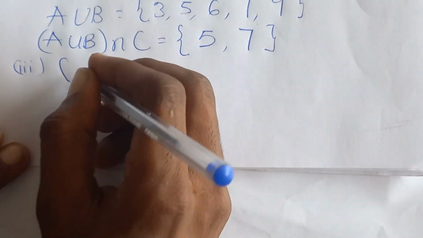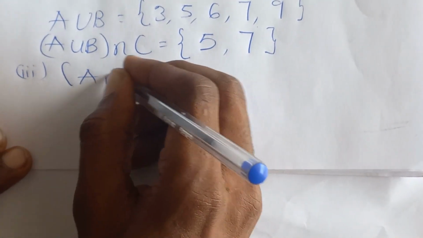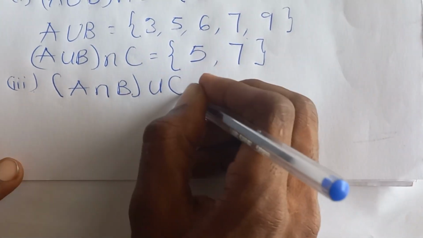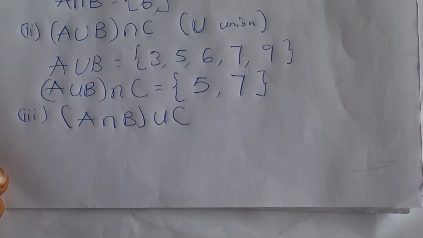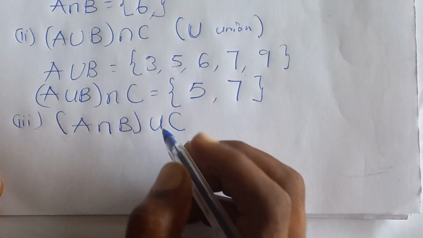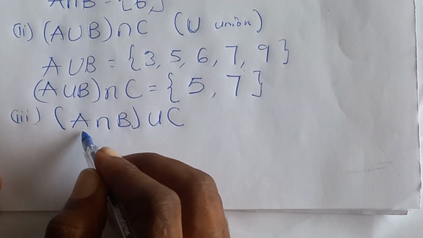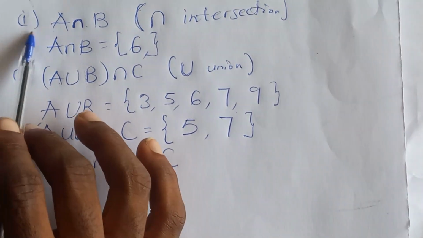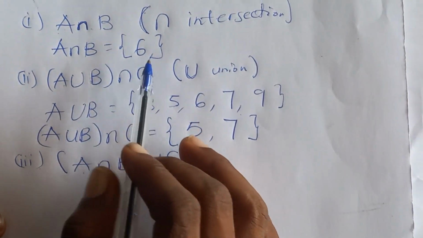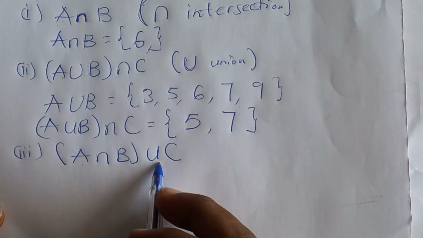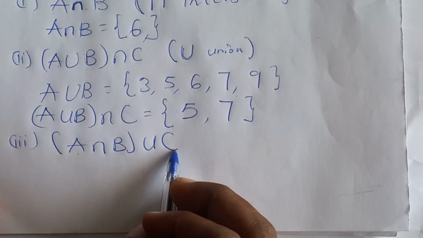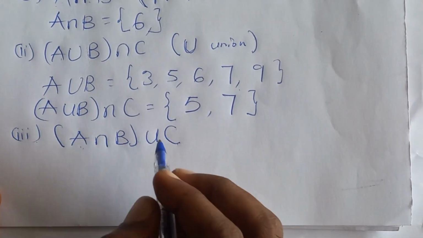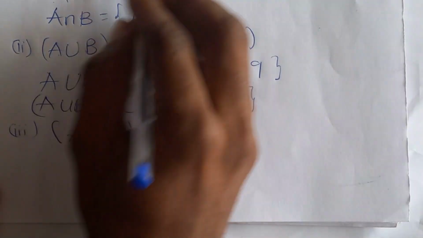Then the last but not the least is the third one. It says A intersection B union C. We already have A intersection B. That was our first solution. A intersection B was 6. Then union C means the elements in A intersection B together with the elements in C.